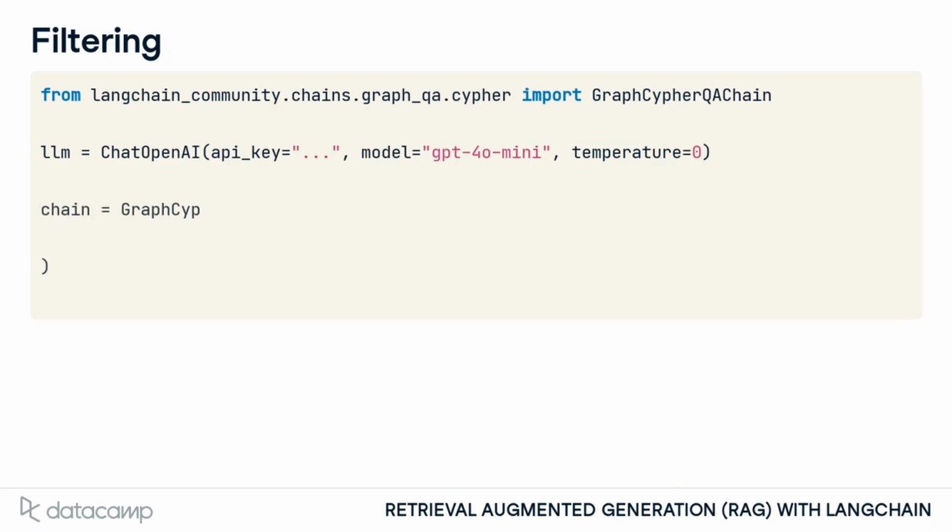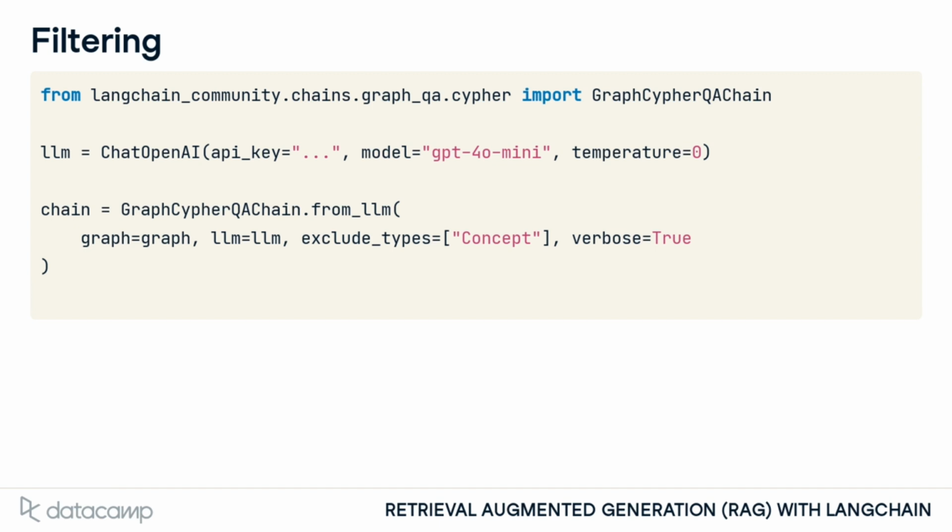One way to improve the reliability of our Cypher queries is to filter down the search space. Within the .fromLLM method, we can use the exclude types argument to specify nodes with given types to exclude from the database. Here we'll remove the nodes with the concept property.